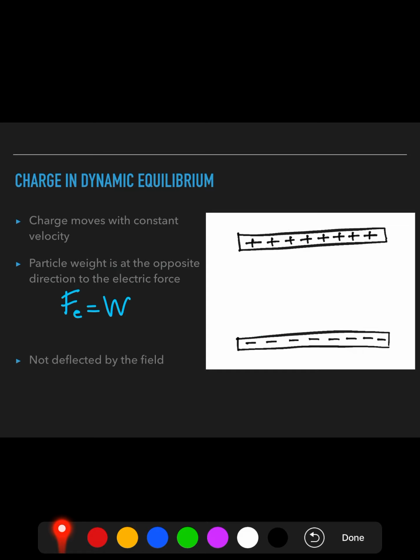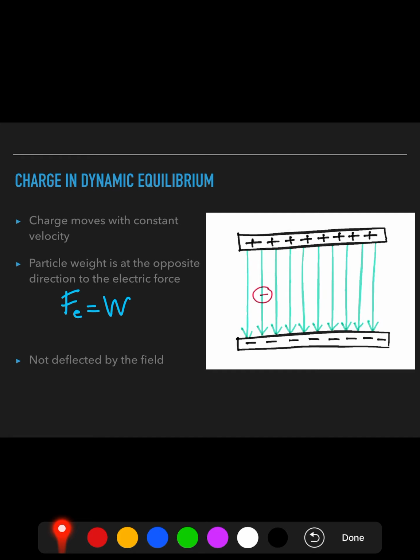The last case is charge in dynamic equilibrium, meaning that the charge moves with constant velocity. It also means the particle weight is in the opposite direction to the electric force. When it is balanced, the force upward and downward is balanced, meaning that the particle is moving in a straight line along the uniform electric field.